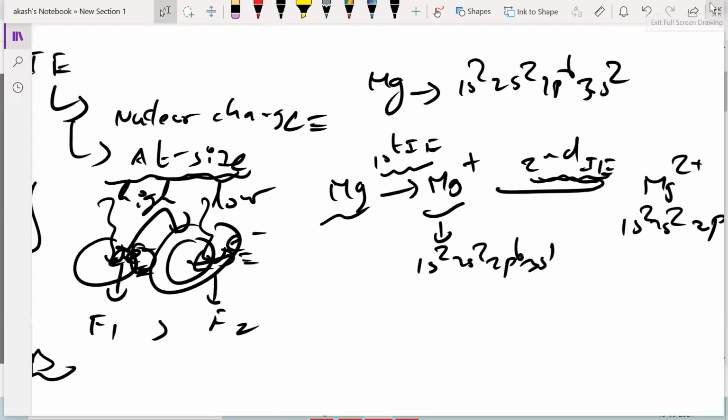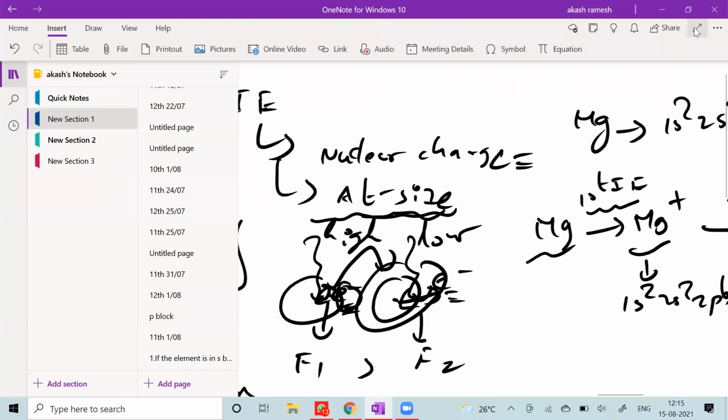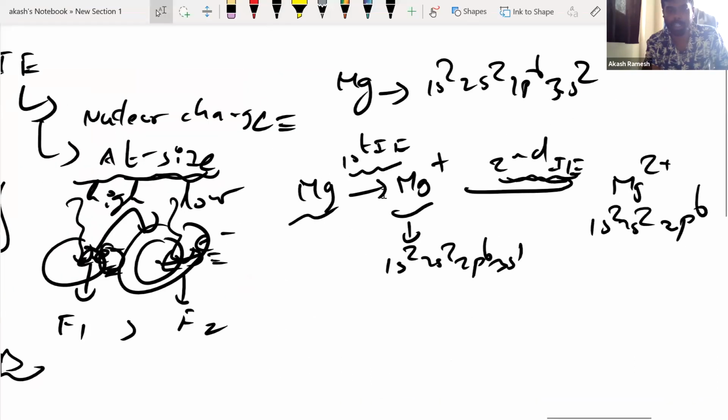Sir, could you repeat the question? Yeah, sure. What I'm asking is, for going from Mg to Mg plus, it is first ionization energy. The configuration is this. And for Mg, you know, the configuration is this. Now, from Mg to Mg2 plus, I have to supply the second ionization energy to become the configuration like this. Now, the question is, which is greater? First ionization energy or second ionization energy? Put the answers in the chat box. First or second, which is higher?